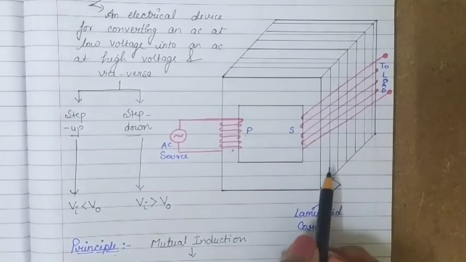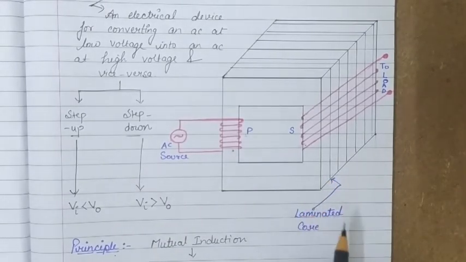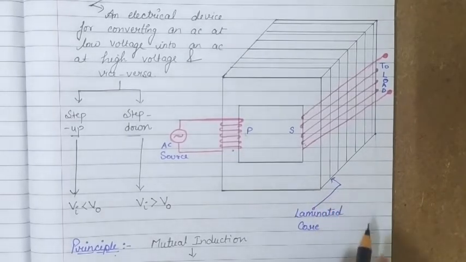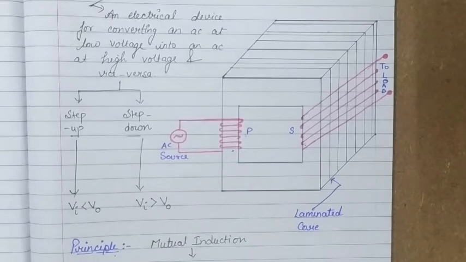So to reduce or to prevent these energy losses due to eddy currents, we are using a laminated core. Okay, to prevent eddy currents we are using a laminated core instead of a single block. These are separate layers separated by a varnish kind of substance.